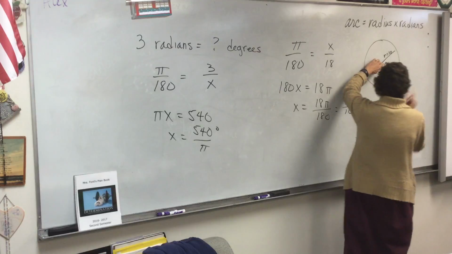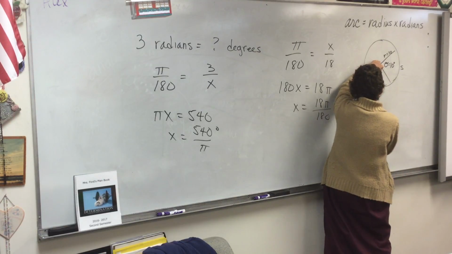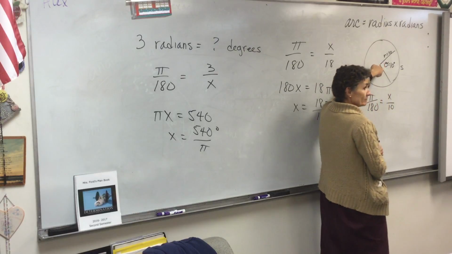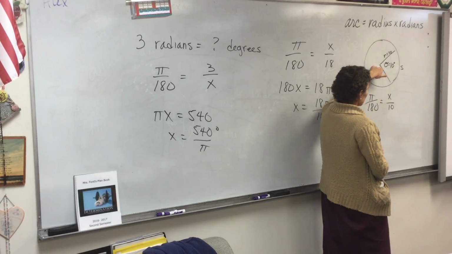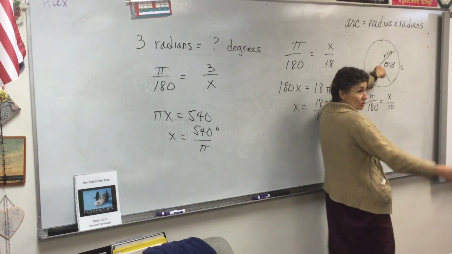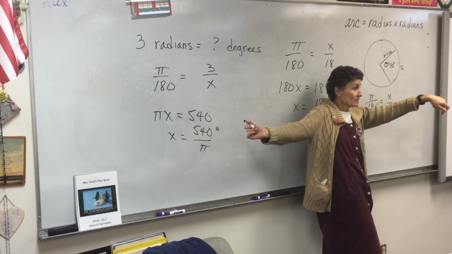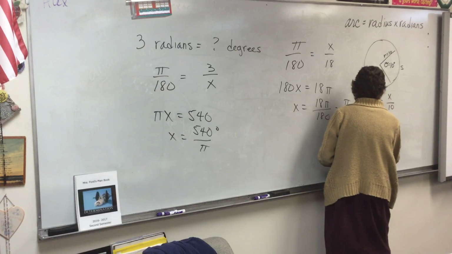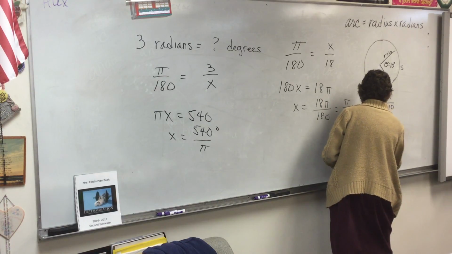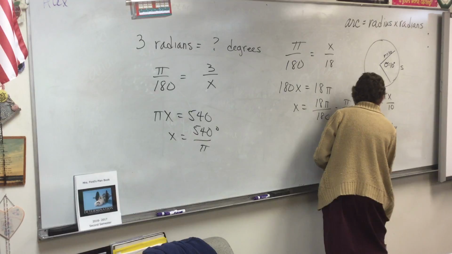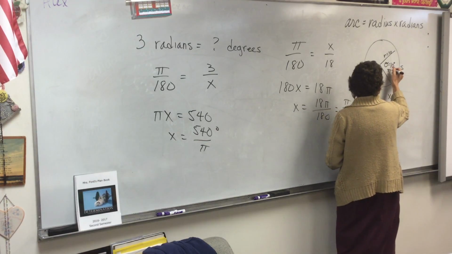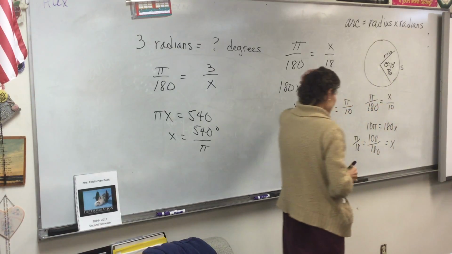So here we go. Step 1. Pi is to 180. Pi over 180 equals something over 10. Everybody okay with that? It's just what we did right here. So 10 pi equals 180x. I got pi over 18. Did I do that right?